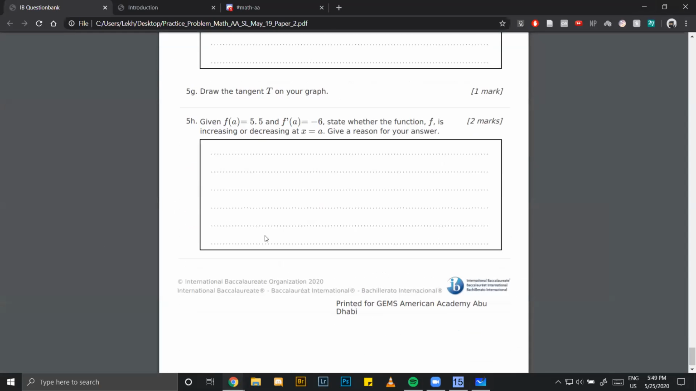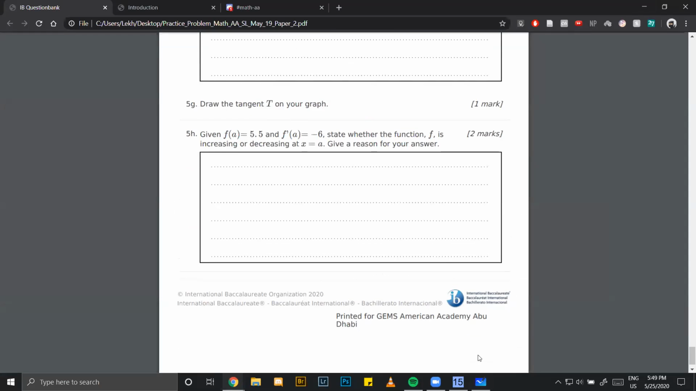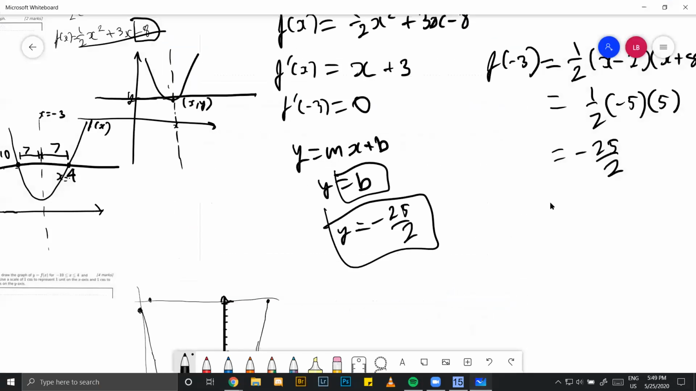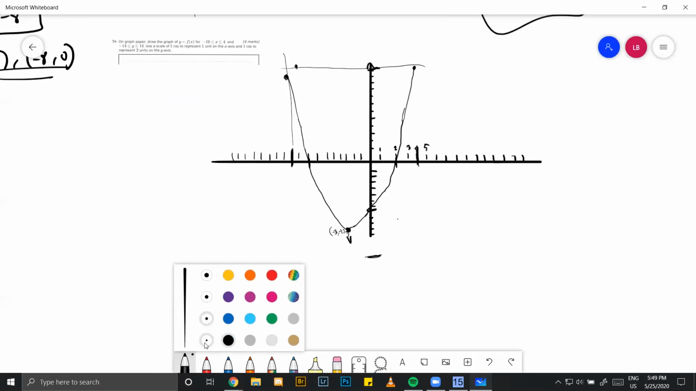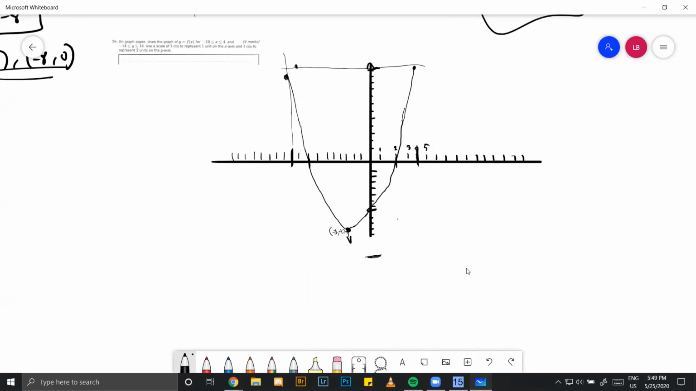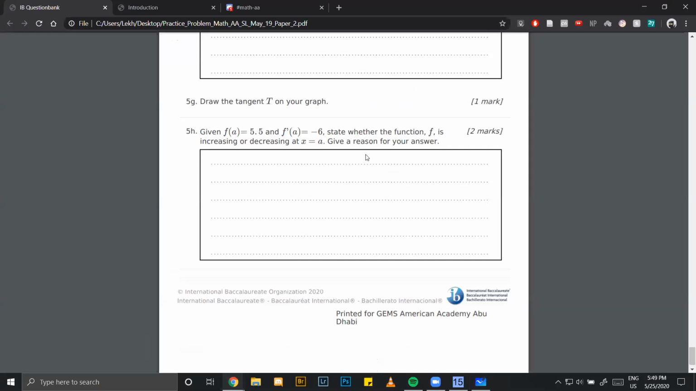So yeah, I think that's the last. No, there's more. Draw the tangent t in your graph. So I'm going to go back to my graph, which is over here. And I'm going to draw the tangent t. It's right here. That's my tangent t. So that's t, that's f of x. And now we have to go back for the last part of the question.